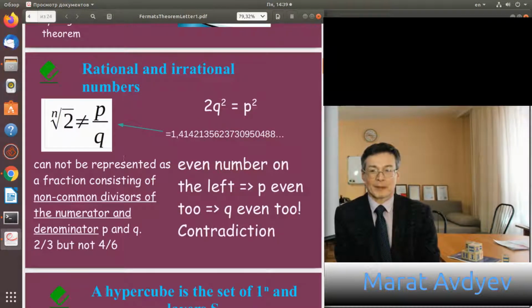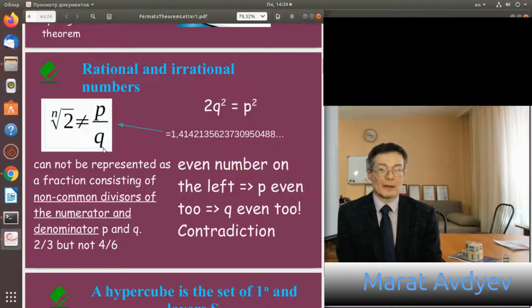One moment. Square root 2 is an irrational number. Please read it.